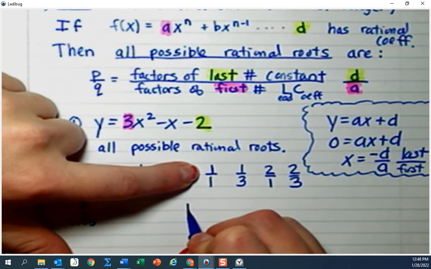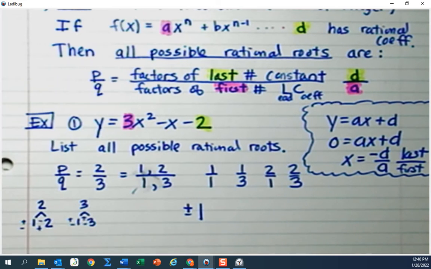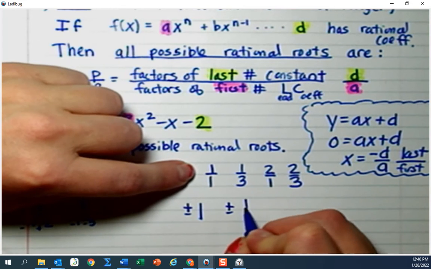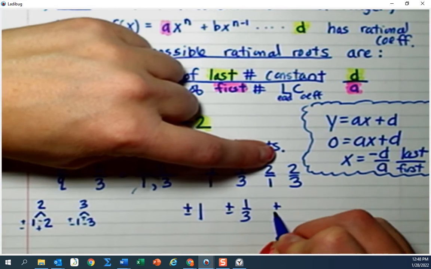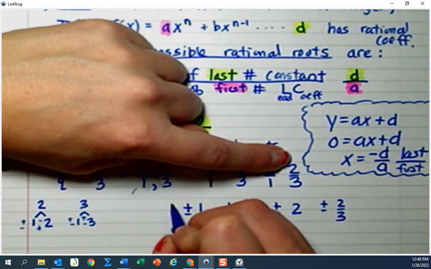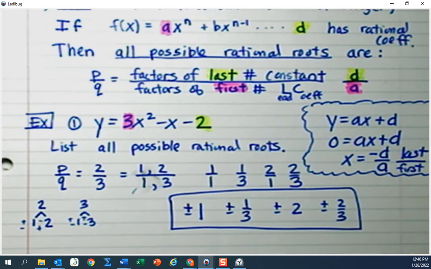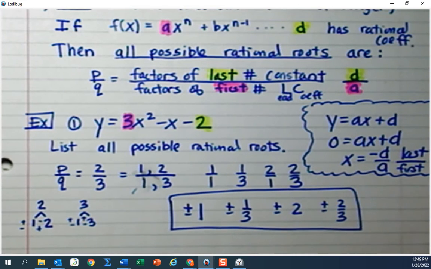And then when I actually box my answer, I'm going to put plus or minus with every number because I could have all the different signs. Plus or minus 1, plus or minus 1/3, plus or minus 2, plus or minus 2/3. So there's actually 8 possible potential answers. This didn't say find them, it just said find the possibles.